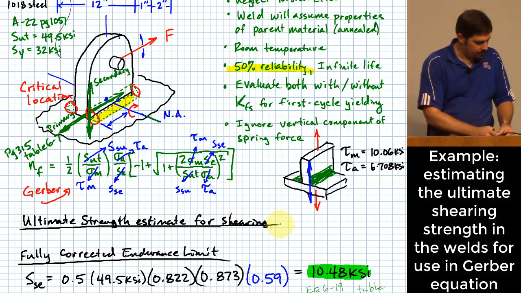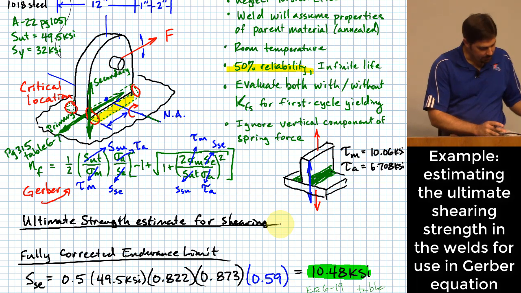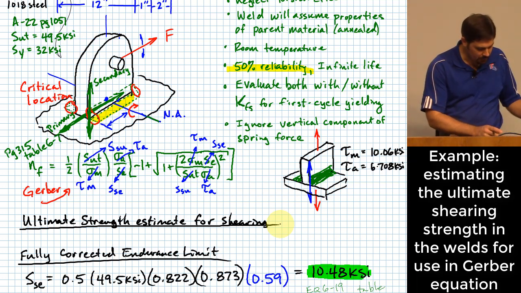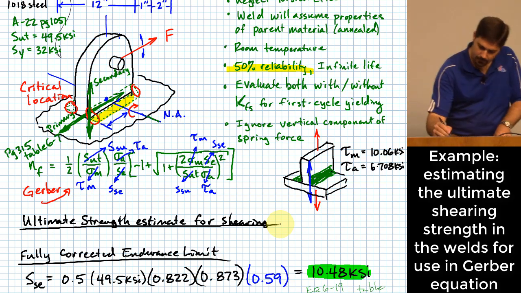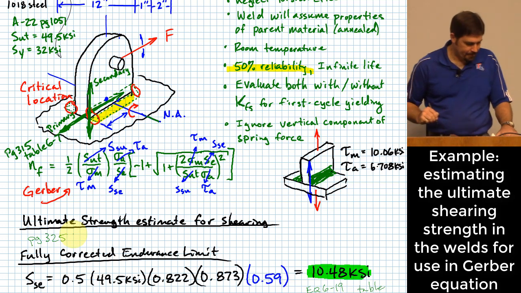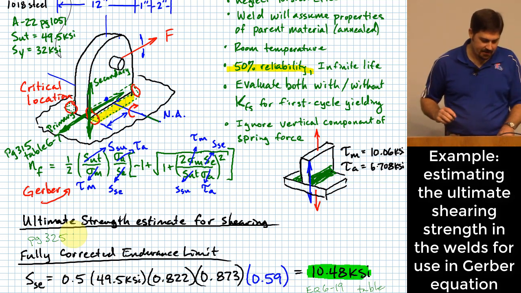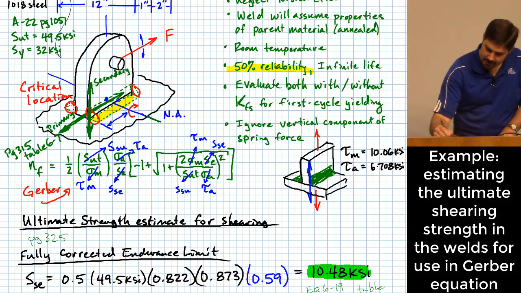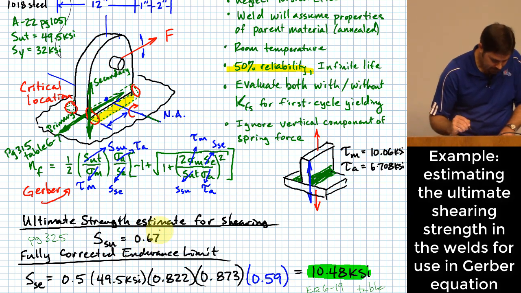For that, there's another section here in the book that's a little bit later on. I'll need to find it. I believe it's somewhere around where they're doing combined loading. Page 325. And they give an estimate there for the ultimate strength for shear as 0.67 times the ultimate tensile strength. So S sub SU is equal to 0.67 times S sub UT.